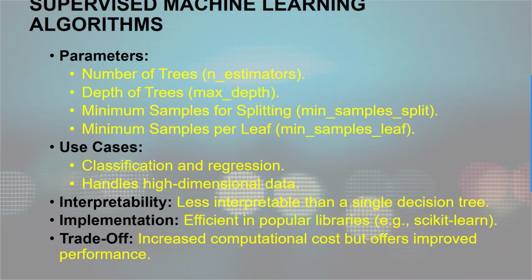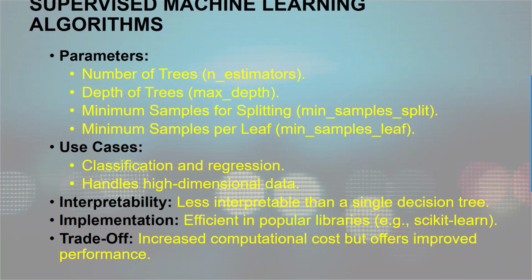So next we have the parameters of the random forest. The parameters here include the number of trees, which is n_estimators. Then we have the depth of the trees, which is max_depth, the minimum samples for splitting, which is min_samples_split, and the minimum samples per leaf, which is min_samples_leaf.